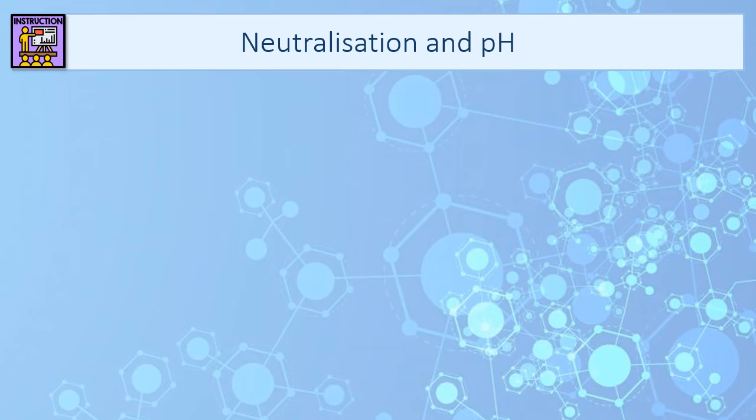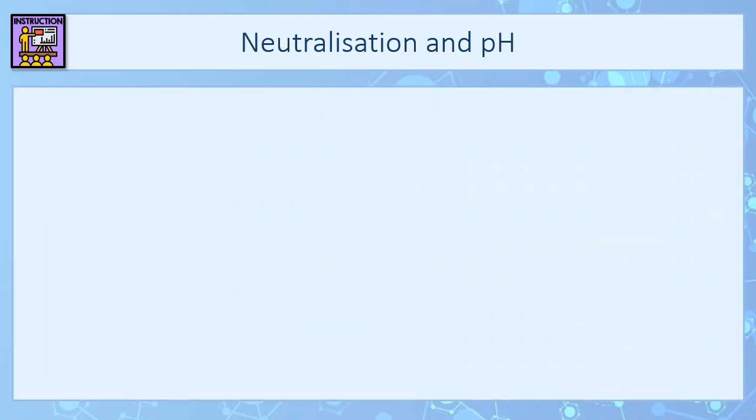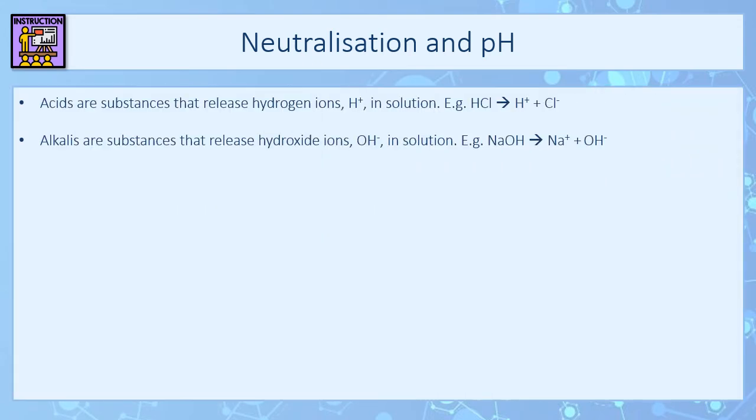So the final topic we're going to talk about today is neutralization and pH. There are 2 definitions for acids and alkalis that you will need to learn. Acids are substances that can release hydrogen ions, or H+ ions, in solution. So you can see, for example, hydrochloric acid, HCl, would split up into H+ ions and Cl- ions in solution. So all acids will release hydrogen ions in solution.